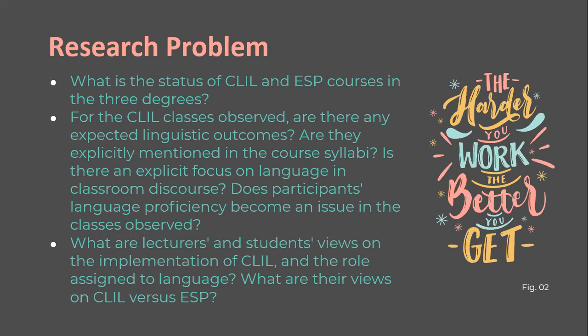The next is the research problem. First, what is the status of CLIL and ESP courses in the three degrees? Second, for the CLIL classes observed, are there any expected linguistic outcomes? Are they explicitly mentioned in the course syllabi? Is there an explicit focus on language in classroom discourse? Does participants' language proficiency become an issue in the classes observed? And the third is, what are the lecturers' and students' views on the implementation of CLIL and the role assigned to language? What are their views on CLIL versus ESP?